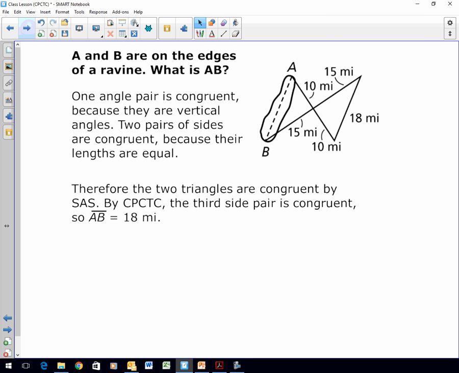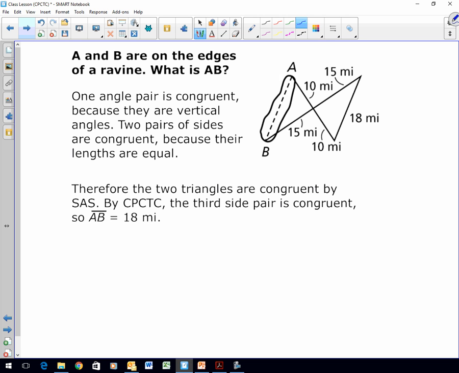Moving on here. Watch how CPCTC will work in a real-life problem. Not really a real-life problem, because I don't know how many times you're going to be on different sides of a ravine wondering how far across you can go, especially if it's 18 miles. Would not suggest it. But let's check it out. It says one angle pair is congruent because they're vertical angles. So right off the bat, you should see this theme that keeps happening whenever lines are crossing each other.